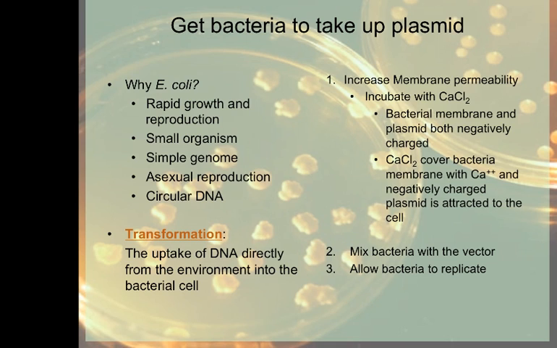One way to do this is to bathe the bacteria in calcium chloride. You see, the bacterial membrane and the plasmid are both negatively charged, and these charges repel each other. By bathing the bacteria in calcium chloride, we reverse the charge of the bacterial membrane, and the bacteria and the plasmid are now attracted to each other. Second, we can heat shock the bacteria. This opens pores and allows the plasmid to enter the bacteria more easily. Finally, we mix the bacteria and the plasmids together, allow the bacteria to replicate, and we see what happens.